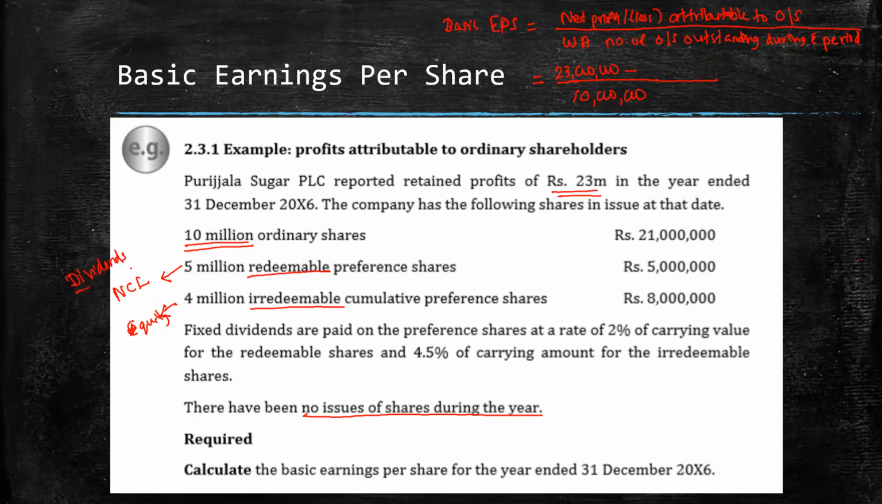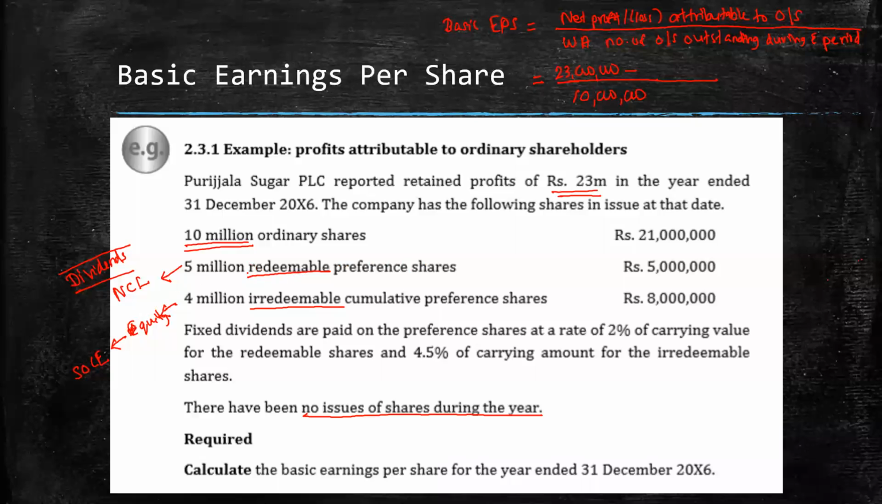Whether redeemable or irredeemable, we need to pay dividends to preference shareholders. Where do the dividends that we paid for irredeemable preference shareholders appear? Irredeemable preference shares are an equity component, so those dividends appear in our statement of changes in equity.